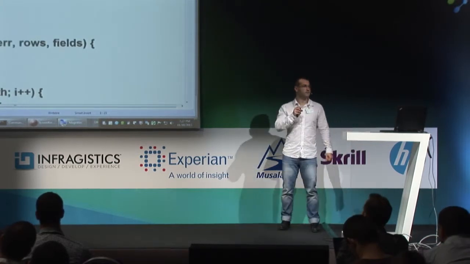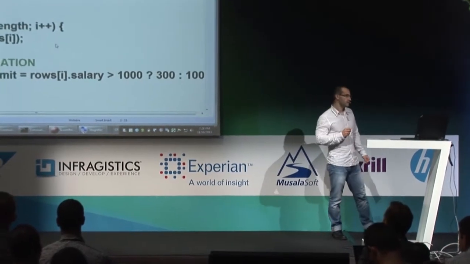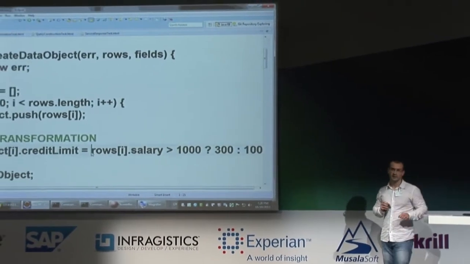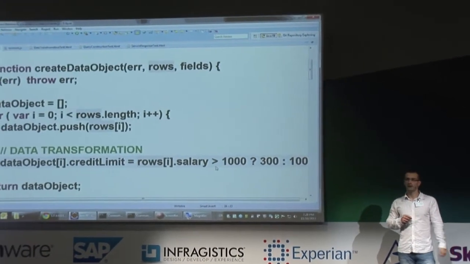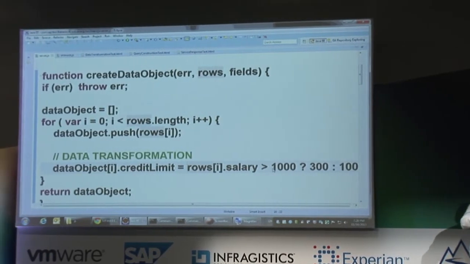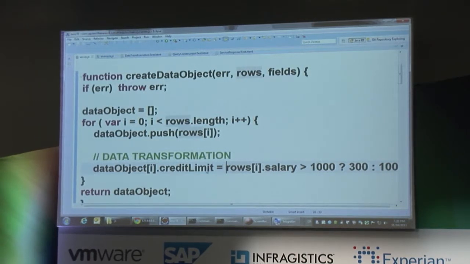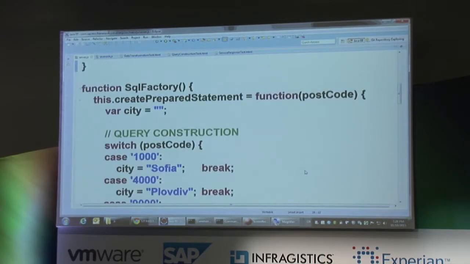And I have created different tests for the different layers. Let me show you the different layers in our productive code. First, the data transformation. You may see here, in our Node.js service, we receive the salary from the database. And based on some logic, we add an additional field to the data object, which is called credit limit. And we send this data object back to the client. This is what we can test-drive, and we can apply test-driven development for this.